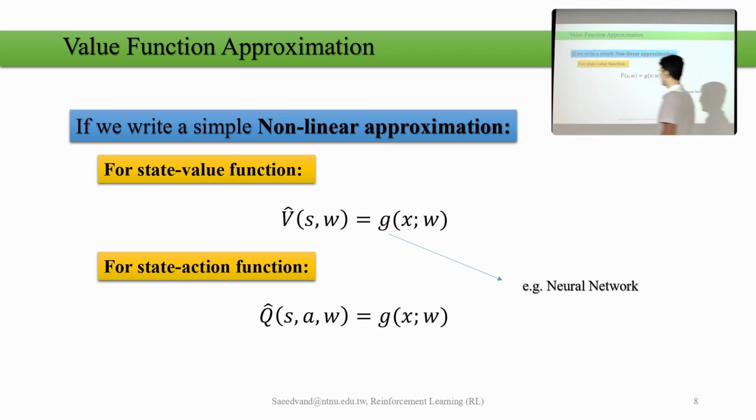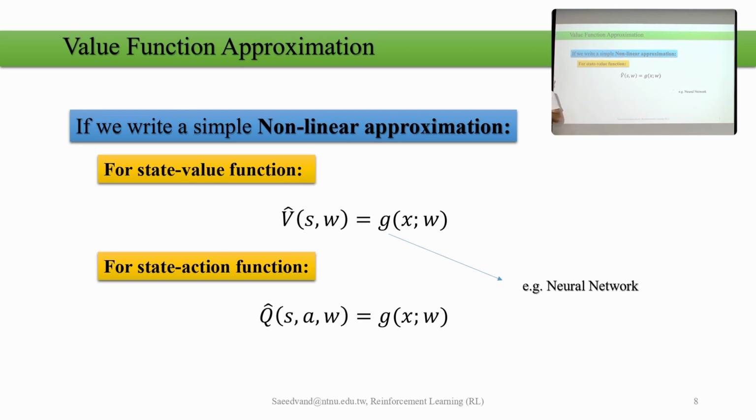Now for the state value function, if we want to show it in mathematical form as a nonlinear approximation function, if we want to bring the neural network in place of the value function approximation, we can say the estimated value of the state with weights w can be written as g of x, semicolon, w. This g can represent a neural network, for example.